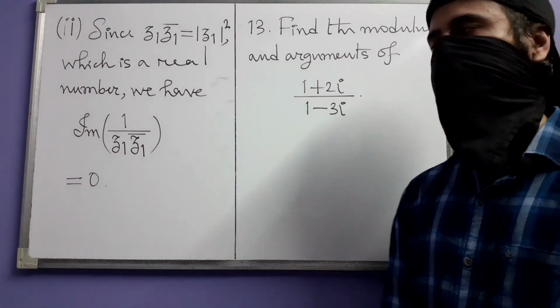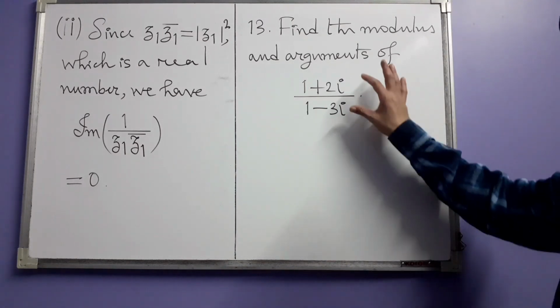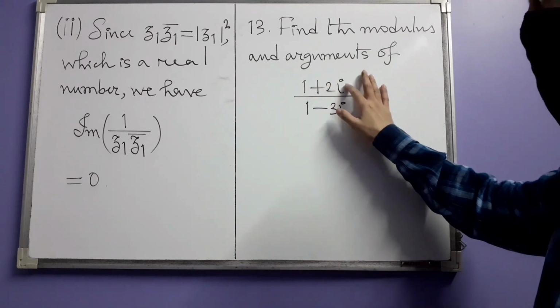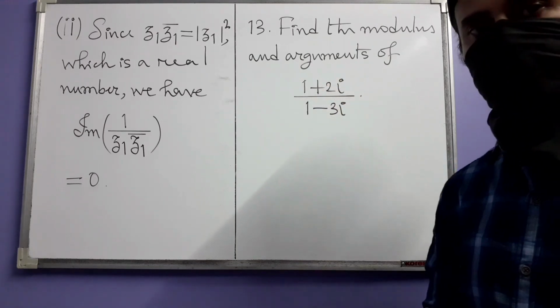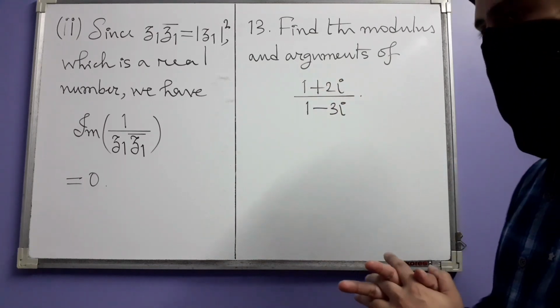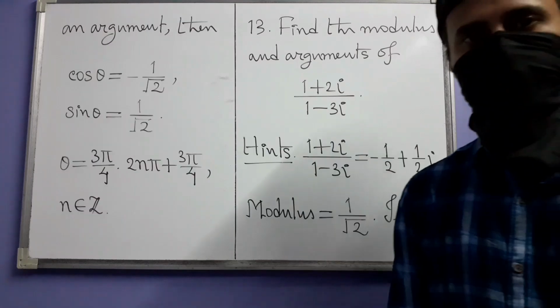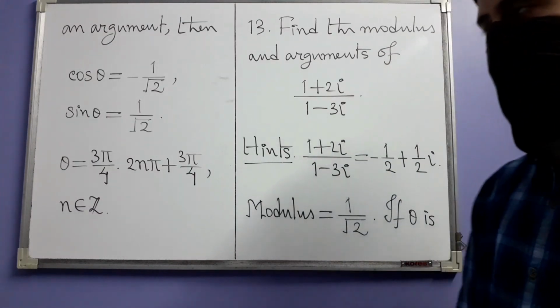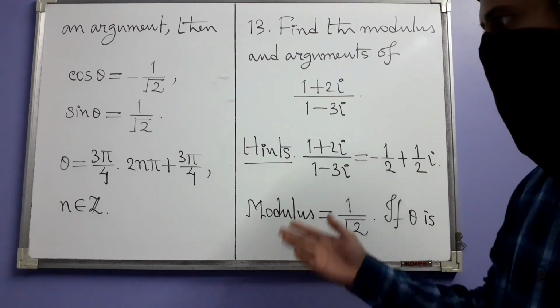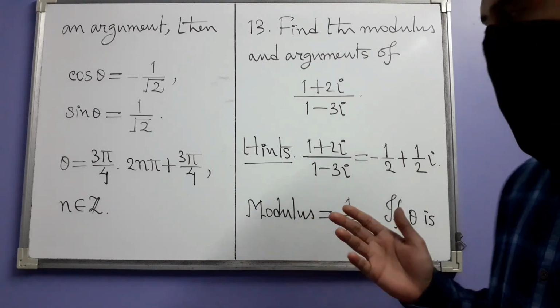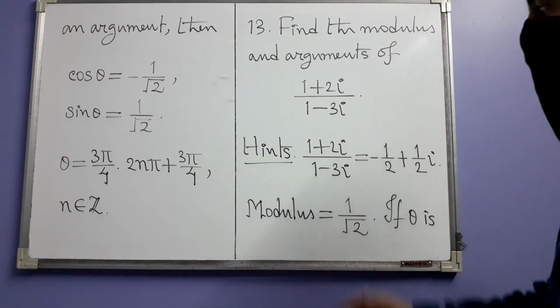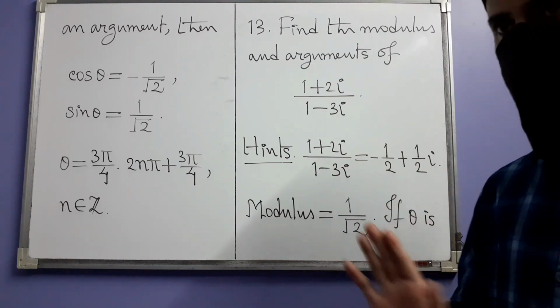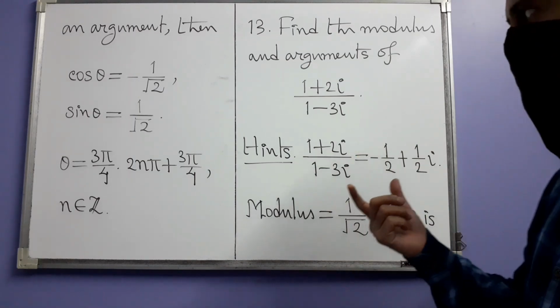Next, 13. Here this complex number is given: 1 plus 2i divided by 1 minus 3i. We have to find its modulus and argument. Because we have already gone through similar problems before, so instead of a detailed solution, let me give you the hints. First, you have to simplify the complex number and turn it into the standard form.